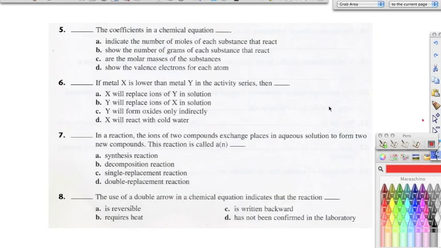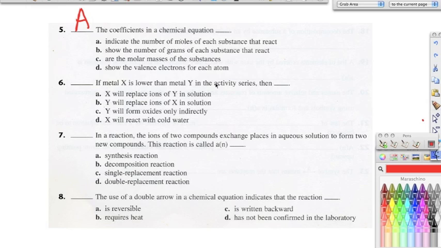Okay, moving on to number 5, it says that the coefficient in a chemical equation, and the answer should be A, which is it indicates the number of moles of each substance in the reaction. What it means is with the coefficient, after we balance it, it gives us the ratio or the mole value for each of them. So if there's a 1 in front of it, that means there's only 1 mole or 1 part of that substance in the reaction. If there's a 2, there's 2 parts.